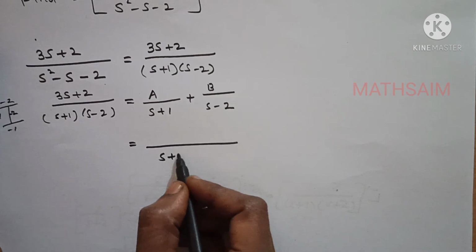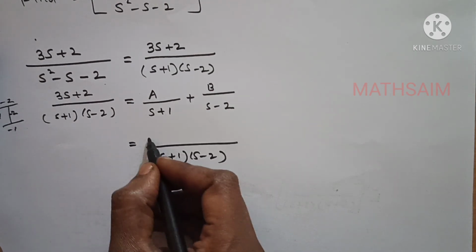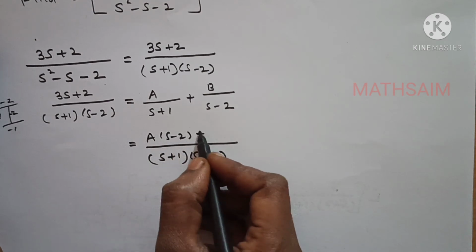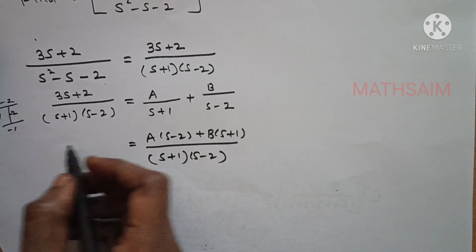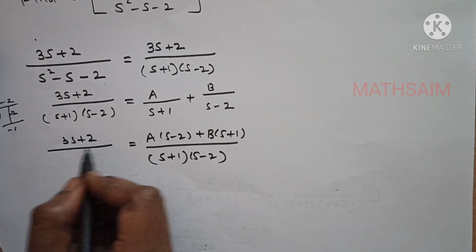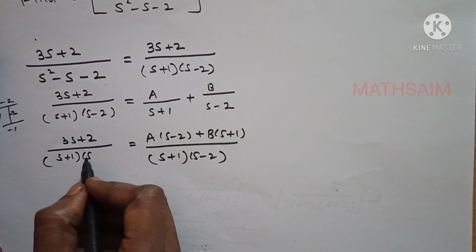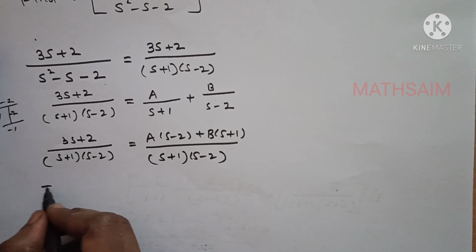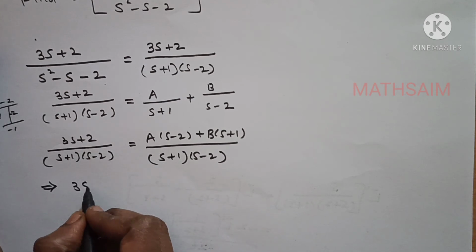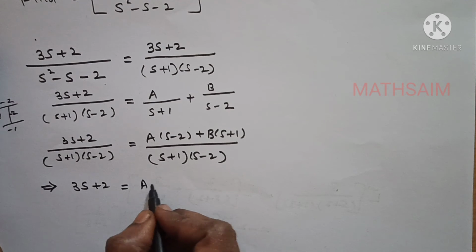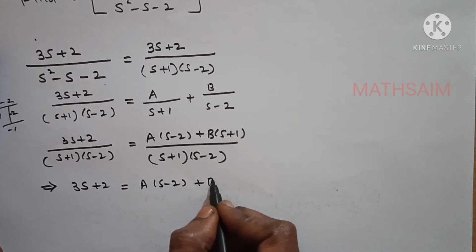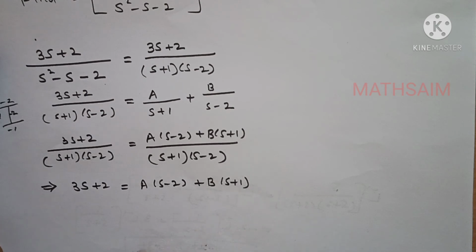Take the LCM, s plus 1 into s minus 2, then A into s minus 2 plus B into s plus 1, over (s plus 1)(s minus 2), equal to 3s plus 2 divided by (s plus 1)(s minus 2), okay? From this, 3s plus 2 is equal to A into (s minus 2) plus B into (s plus 1). Now by putting various values you can get the constants. Because of this s minus 2 you can put 2 here, and because of this term you can put minus 1 here, okay?